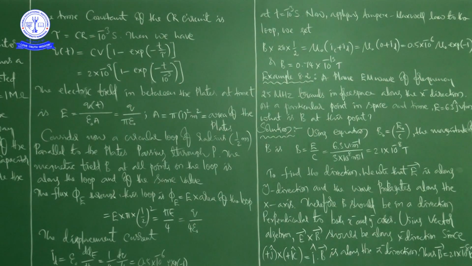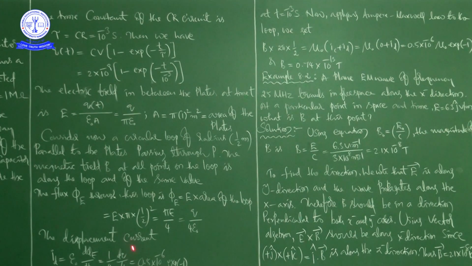Now the displacement current ID is equal to epsilon naught into d phi E by dt, that is equal to 1 by 4 into dq by dt. Because what is phi E? Q by 4 epsilon naught. See here, already epsilon naught is there. In place of phi E we write q by 4 epsilon naught, so epsilon naught will get cancelled. Finally the answer will become 1 by 4 into dq by dt.